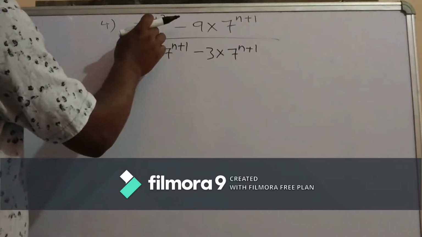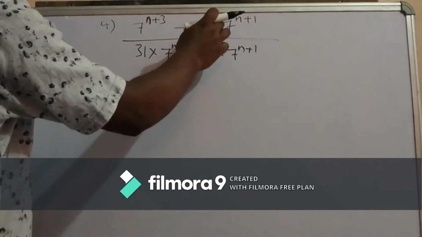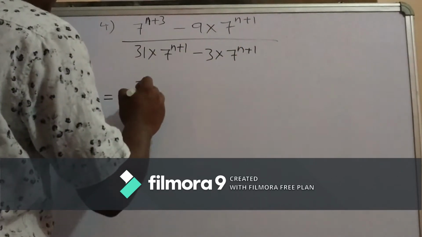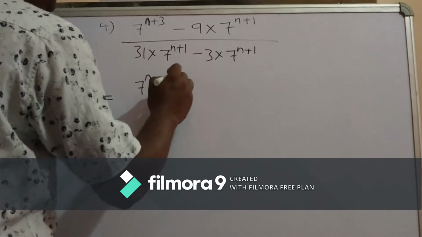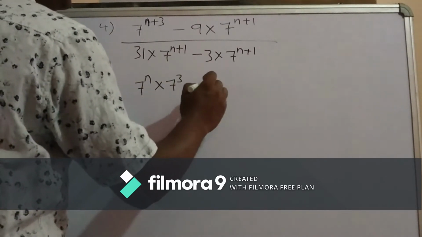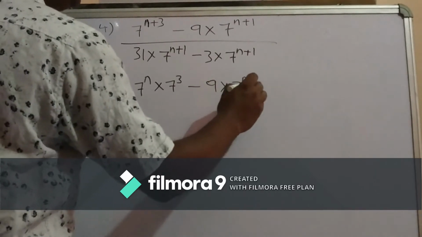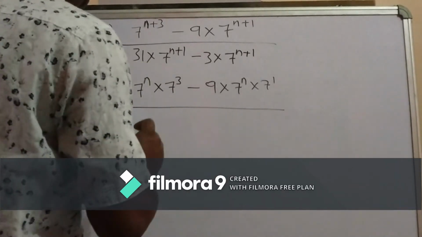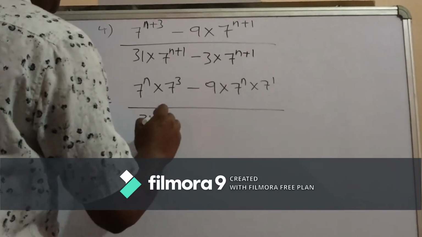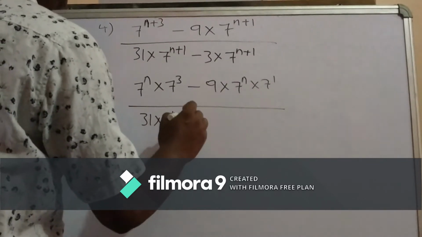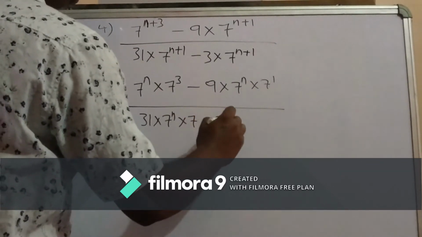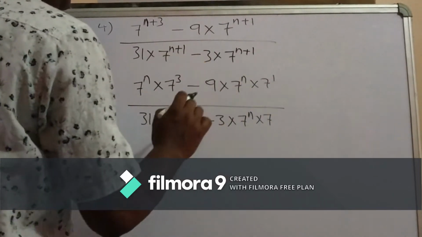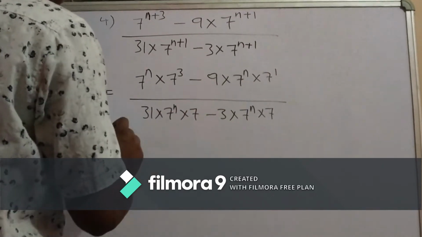So here 7 to the power n plus 3. We separate the power. Here also 7 to the power n plus 1, we have to separate the power. How to separate? 7 to the power n into 7 to the power 3 minus 9 into 7 to the power n into 7 to the power 1. In the denominator also do the same thing. 31 into 7 to the power n into 7 minus 3 into 7 to the power n into 7. 7 to the power 1 means 7, so power 1 is not required to write.